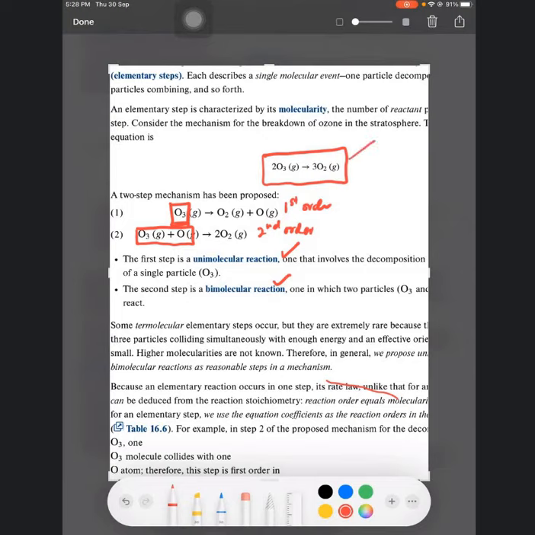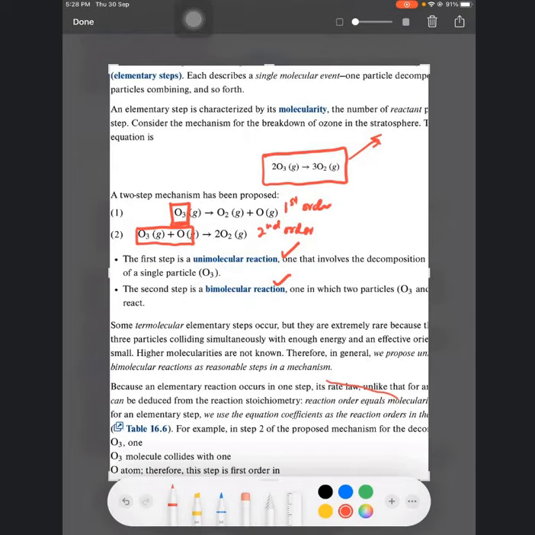Kita kena buat eksperimen, kira menggunakan initial rate method. Daripada situ baru kita boleh tahu dia punya rate law yang sebenar. Sebab rate law yang kita deduce daripada elementary step ni adalah rate law for that individual step. Dia tak berkaitan, bukan tak berkaitan lah, tapi maknanya kita nak kena tahu juga apa kaitan dia dengan overall order.